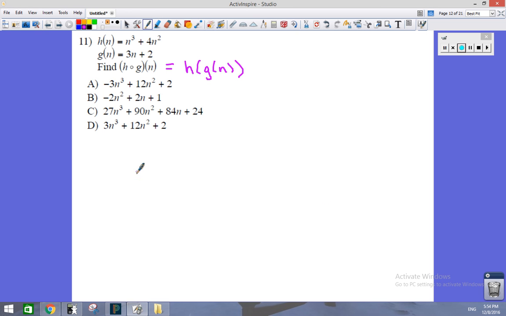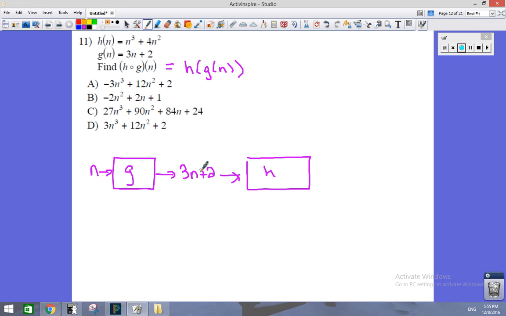You've got this function G, and you're inputting in. And what does G always do to the input? Well, it tells us in this formula right here, it takes 3 times the input and adds 2. Now we're going to take that 3n plus 2 and we're going to input it into H.